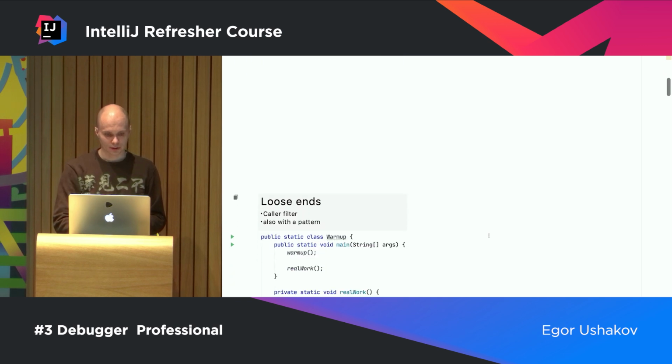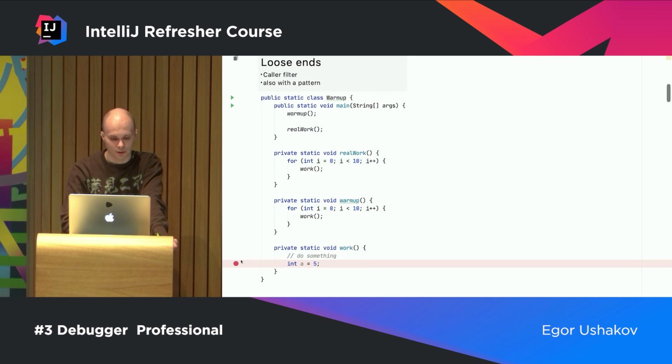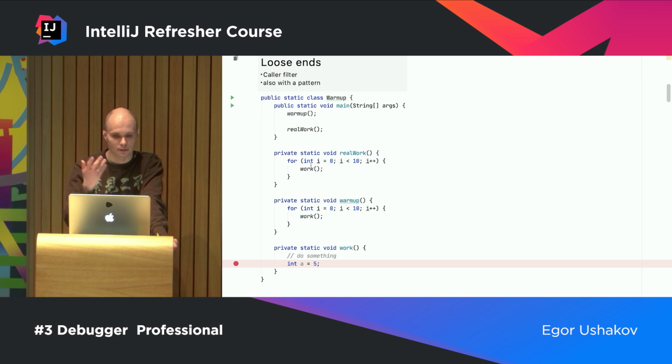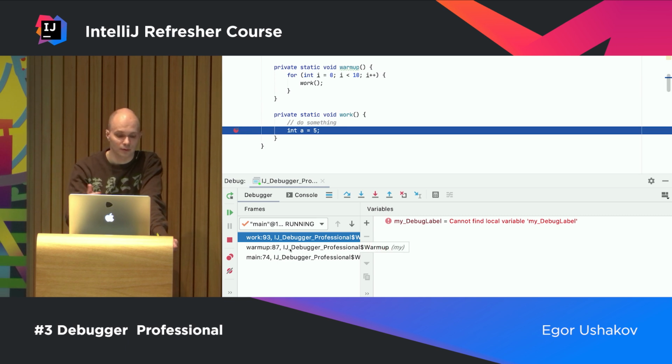But let's start with some things which I forgot to tell you about in the previous talk. Number one is the color filter, which is a special filter right here in the breakpoint. In the example from last time, we had some work being done in the warm-up section and in the real work section, and we were interested in the real work. So we set a breakpoint in the work method, and we can see that it is triggered from the warm-up.